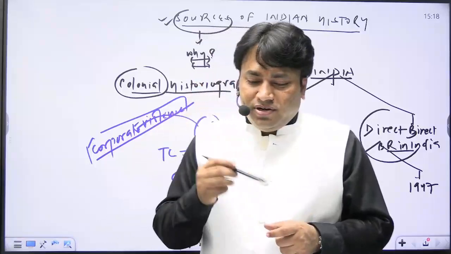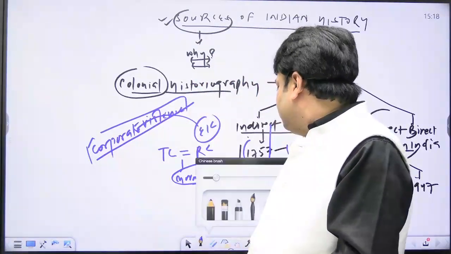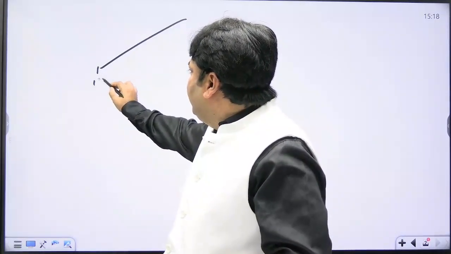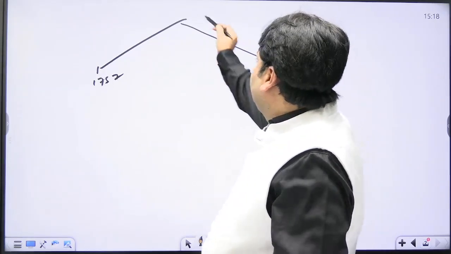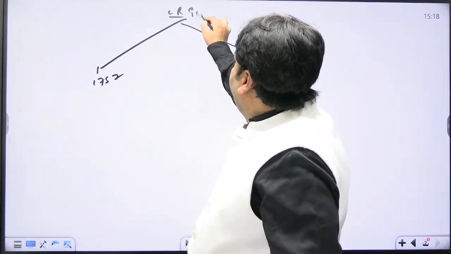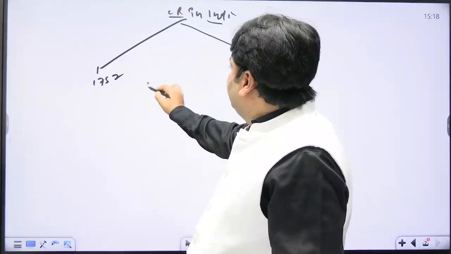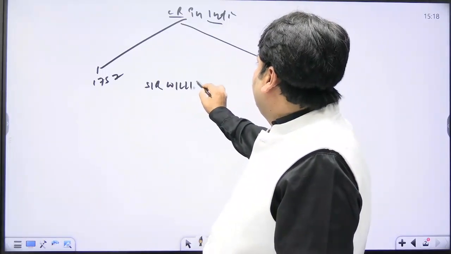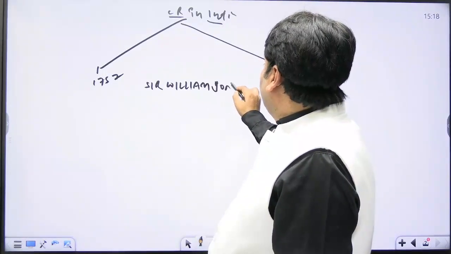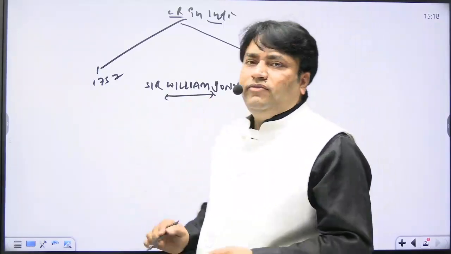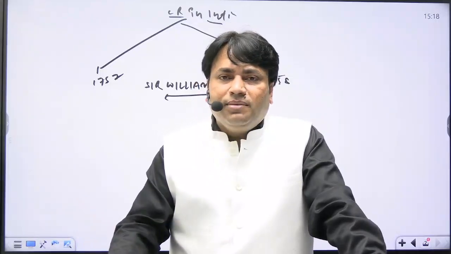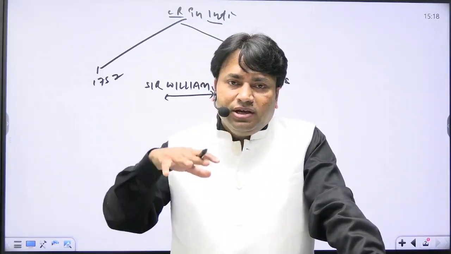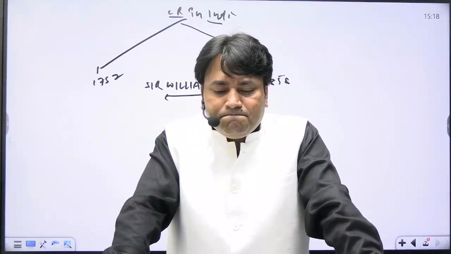Now just come forward. You must have heard the name of Sir William Jones in GS. Most of the students have heard this name. It was company rule in India, 1757 to 1858. So we are talking about this period where there was company rule in India. You must have heard the name of Sir William Jones. This is a very important name. In prelims also, you must have found that questions have been asked. He was the judge of the Supreme Court in India, right?